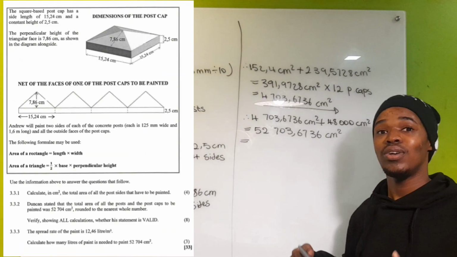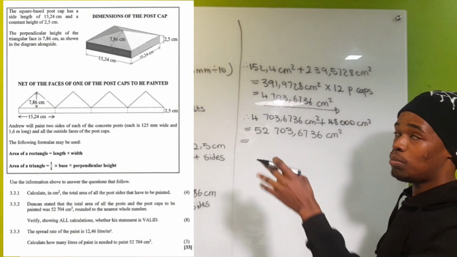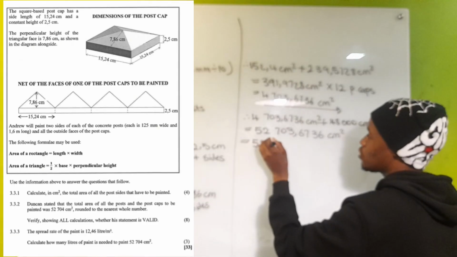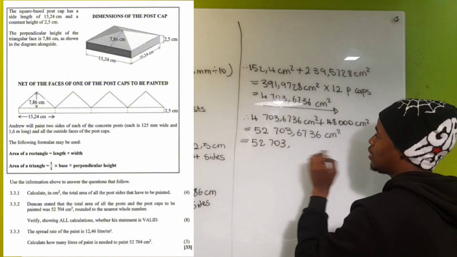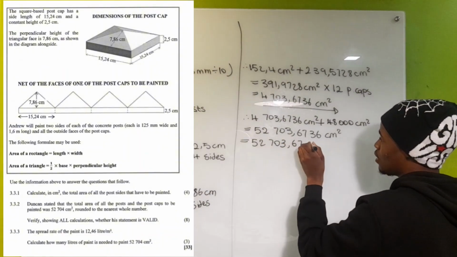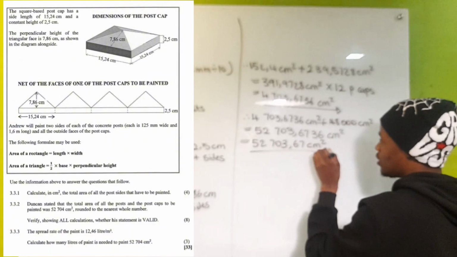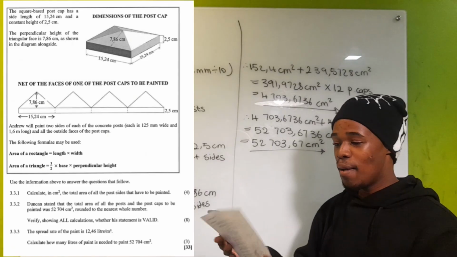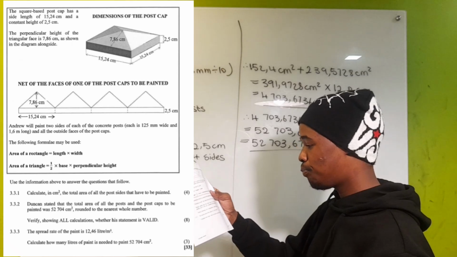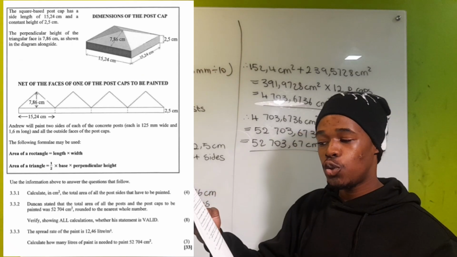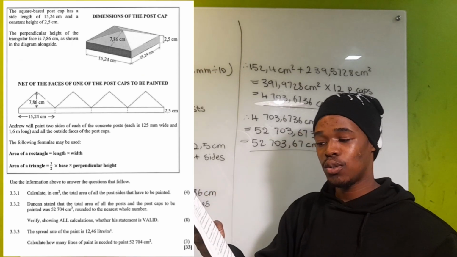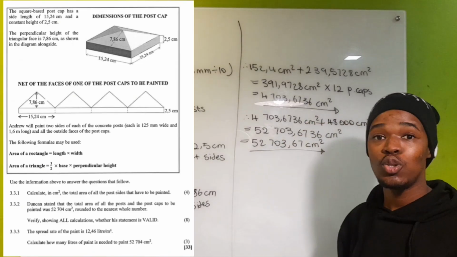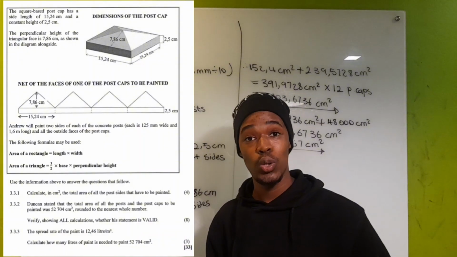Now you can round it either down or up depending on the decimals after the comma. So it's going to be 52,703.67 centimeters squared. This should be your final answer. No, I'm sorry, this is not your final answer, because they stated that it's going to be 52,704 centimeters squared, rounded to the nearest whole number. So we have to round our number to the nearest whole number.